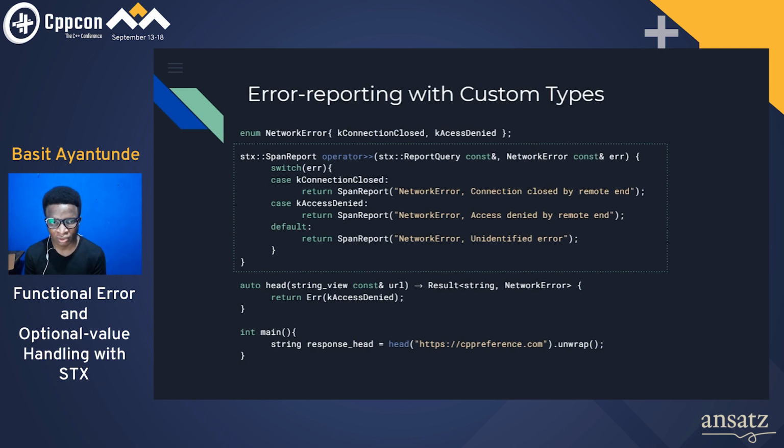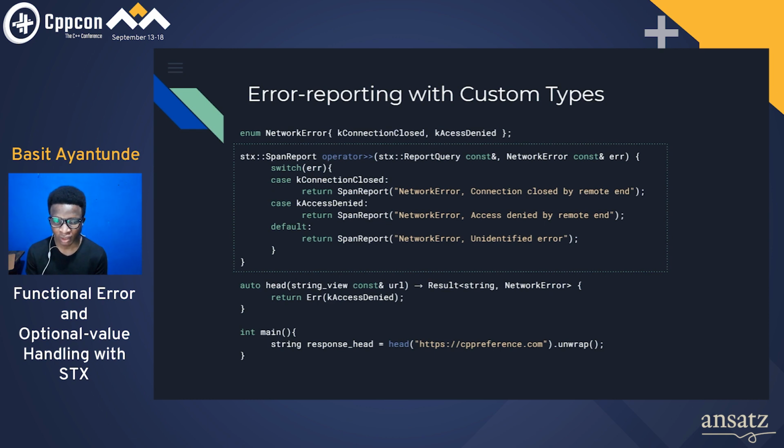So here's how you define the report operation. Here's how we construct an error report from the error type as illustrated. It's not necessary to write it this way. You can have a function that returns a string based on the error value and just construct the span report directly from there. Span report is a type-erased view over a string or contiguous byte sequence.